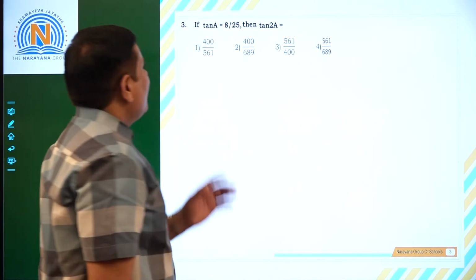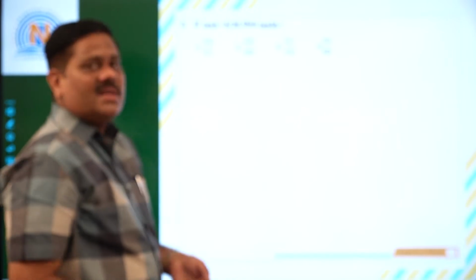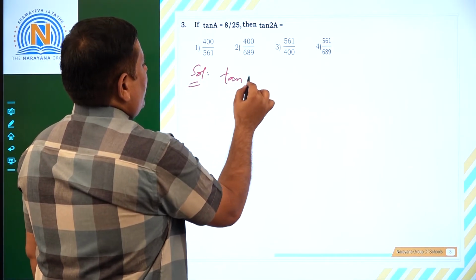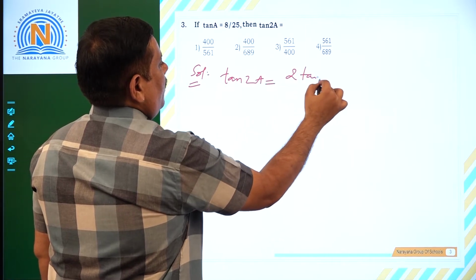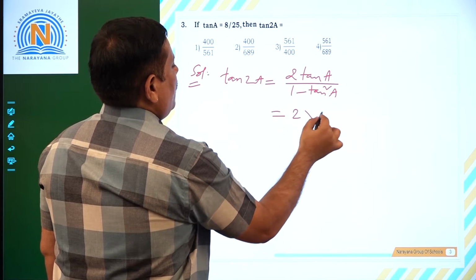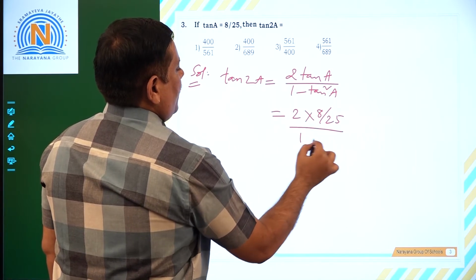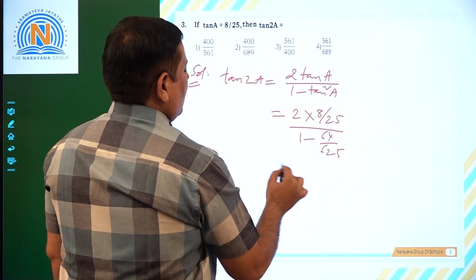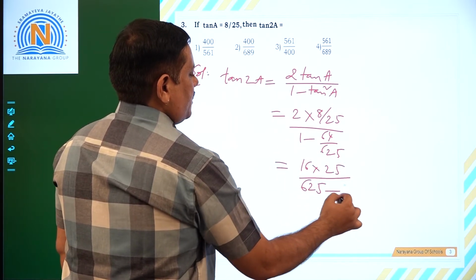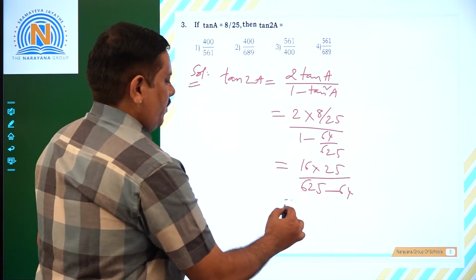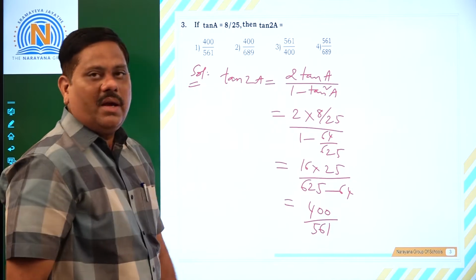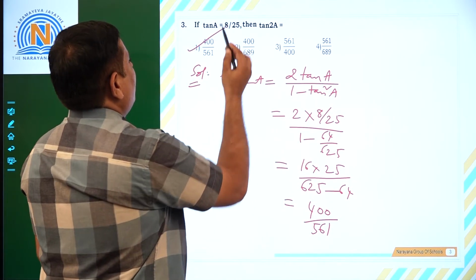Let us see the next question. Tan A is 8 by 25 and he is asking us to find out tan 2A. What is tan 2A in terms of tan A? Tan 2A is given as 2 tan A by 1 minus tan square A, that is otherwise 2 into 8 by 25 by 1 minus 64 by 625, that is 2 eights are 16 into 25 by 625 minus 64. So that is going to be 400 by 561. It is nothing but the first option for this.